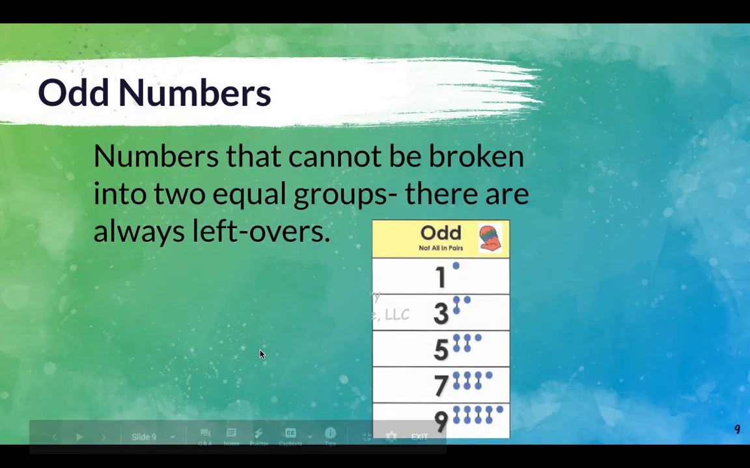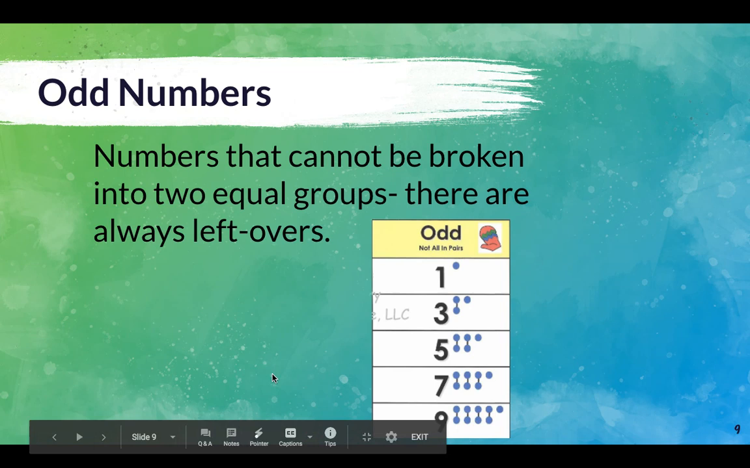An odd number is numbers that cannot be broken into two equal groups. There are always leftovers. There's always a piece left that just can't be broken apart.